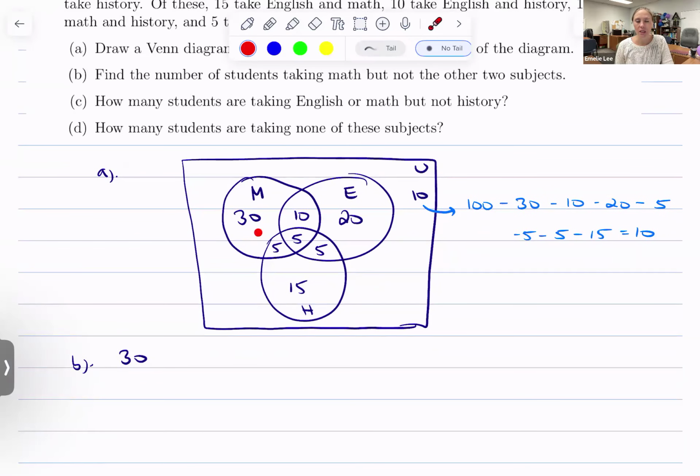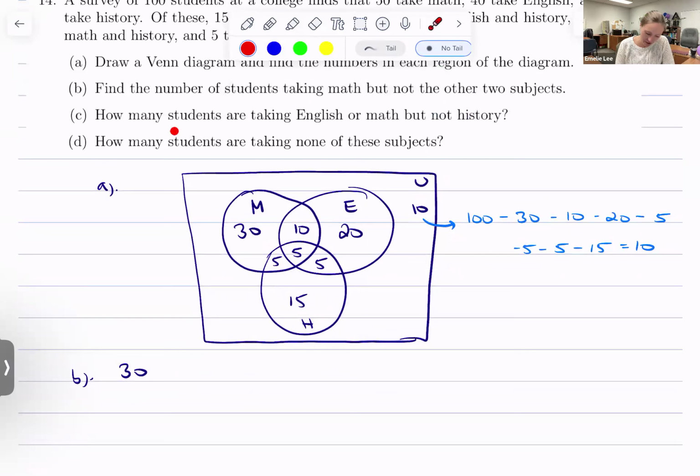When I'm marking, I will make sure that whatever answer you give me here matches what you wrote here. So even if your Venn diagram is wrong, which is going to be most of your marks, right? As long as you use your Venn diagram to give me the appropriate answer, I'm happy.